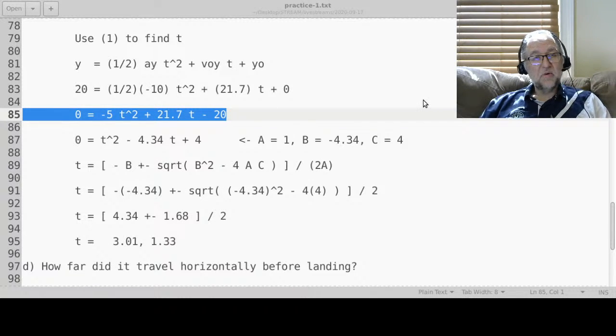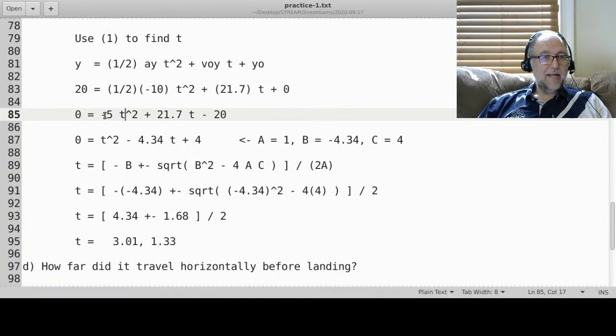I'm going to show you a little secret on how to quickly solve quadratics. I'm going to do it the long way first. I personally don't like capital A in the quadratic equation. I like dividing out by capital A, and then it solves a little bit faster. You can see here that I have -5t squared, so I divided everything by -5. -5 divided by -5 is 1. 21.7 divided by -5 is -4.34. And then -20 divided by -5 is +4.